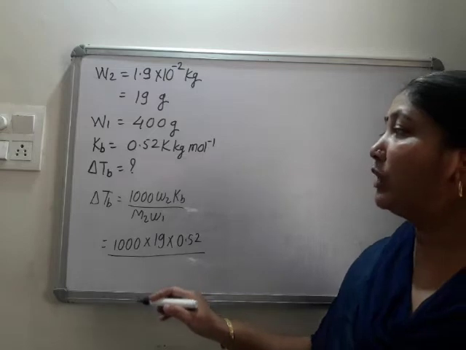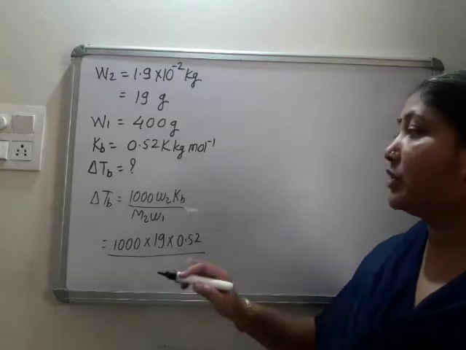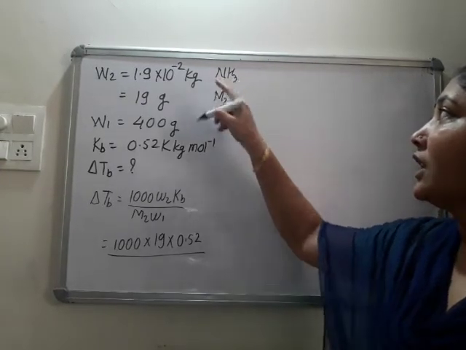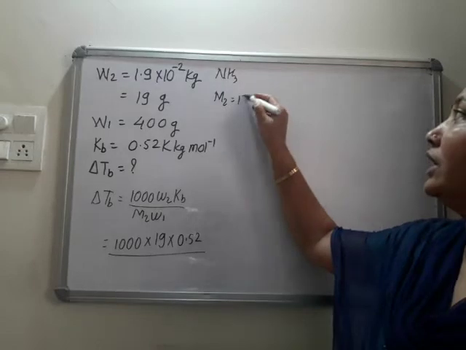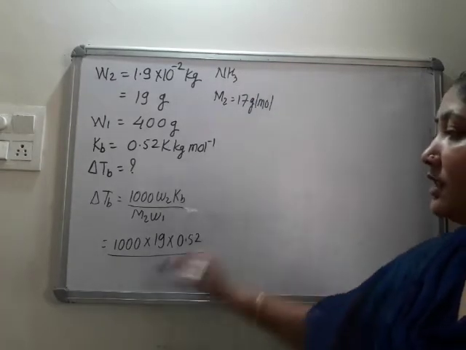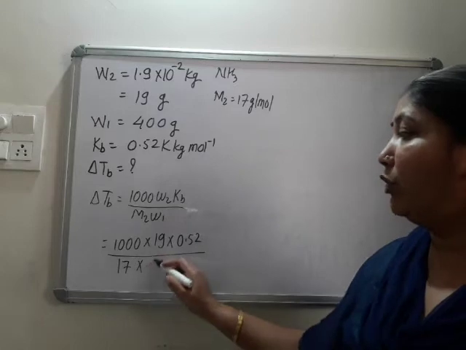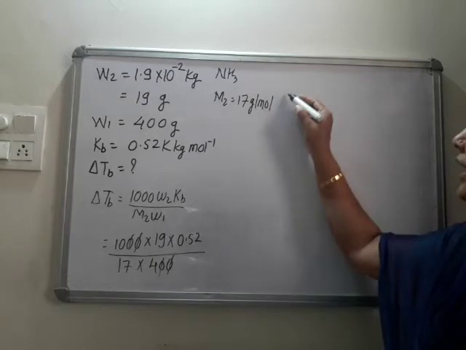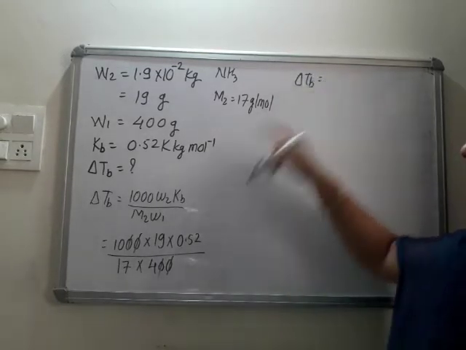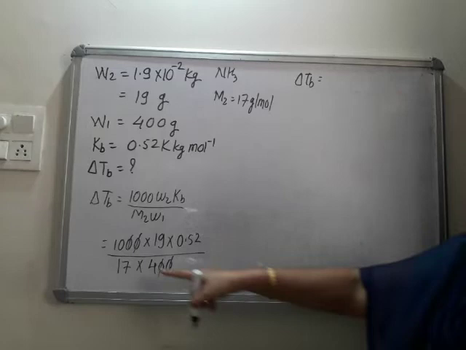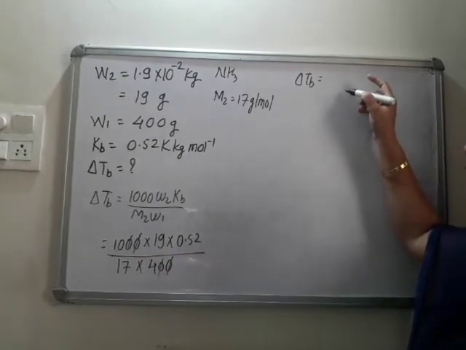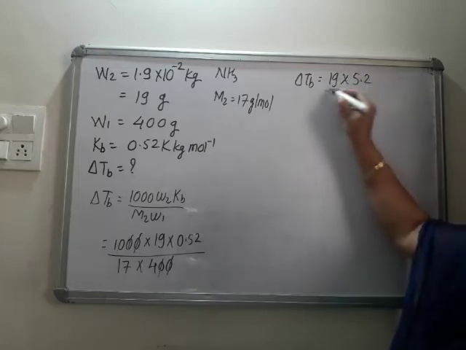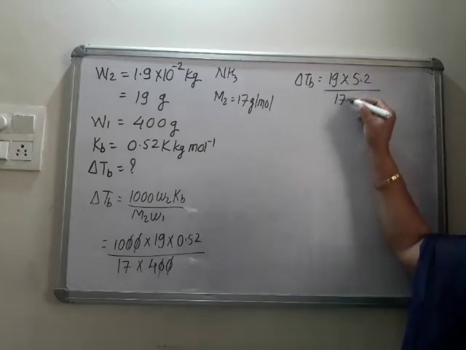M2 means molar mass of the substance. Which is the substance used? It is ammonia. So what is M2 for ammonia? Yes, nitrogen 14 and 3 hydrogen. It is 17 gram per mole. So here it is 17, and W1 is 400. So simplify this. What do we get? Delta Tb is equal to 10 into this 0.52. This 0 I cancelled. So we get that value as 19 into 5.2 upon 17 into 4.